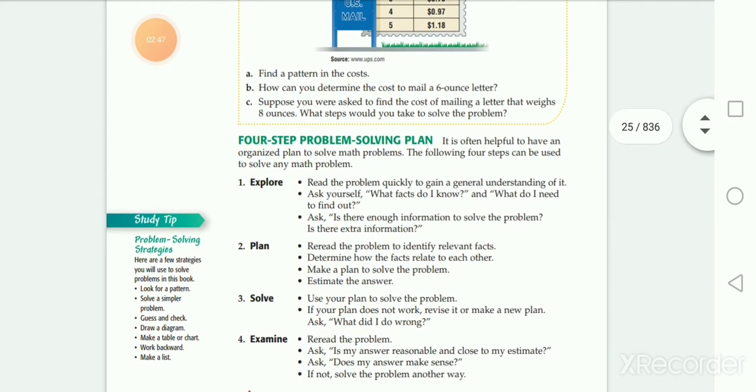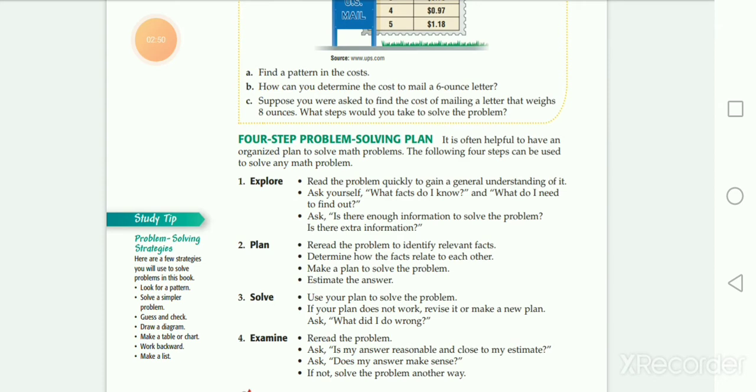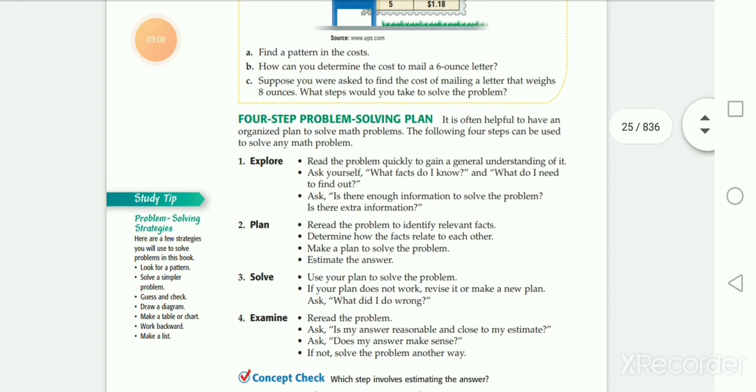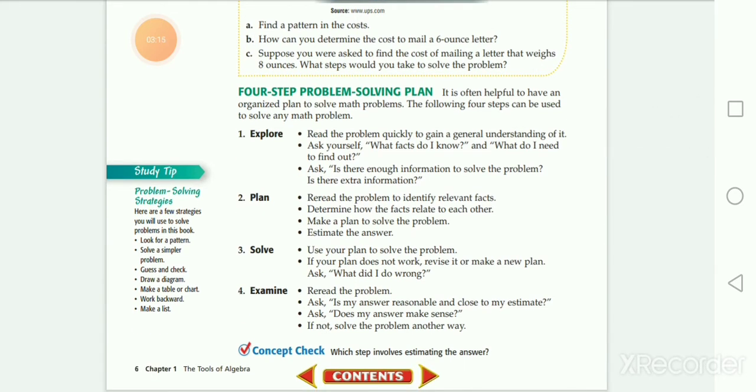Okay, dear students, now I have here some steps in the problem solving. We have four main steps. So the 4 main steps for the problem solving plan: it's often helpful to have an organized plan to solve math problems, and we can also follow these steps in any problem. So the following 4 steps can be used to solve a math problem. Okay, and as you know, in the MAP test, it's word problems, and also in the SAT you have word problems, so you have to know how to solve the problems.